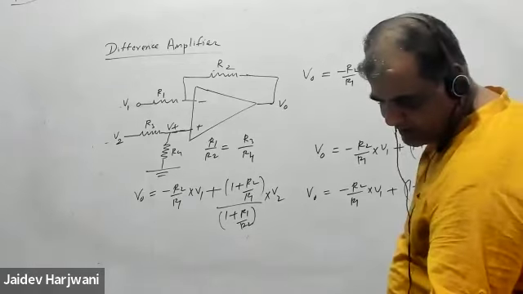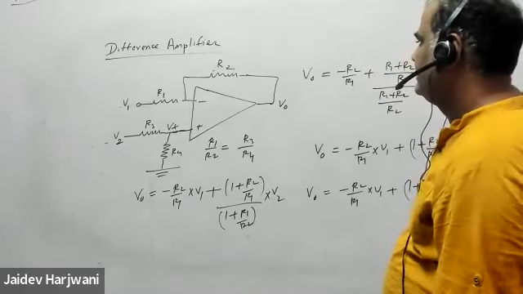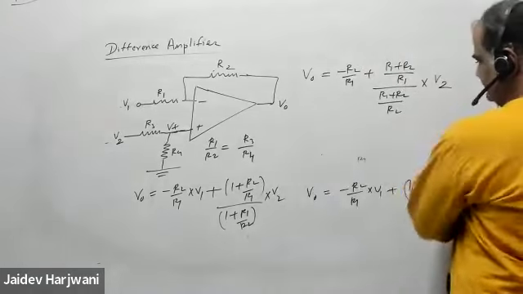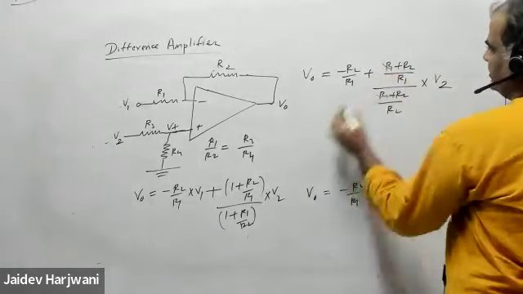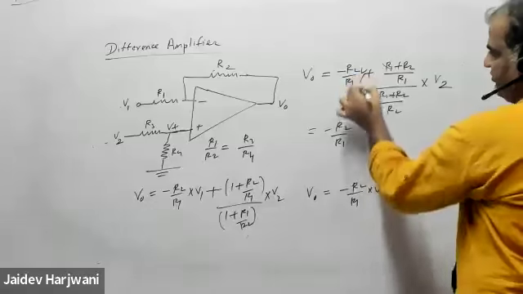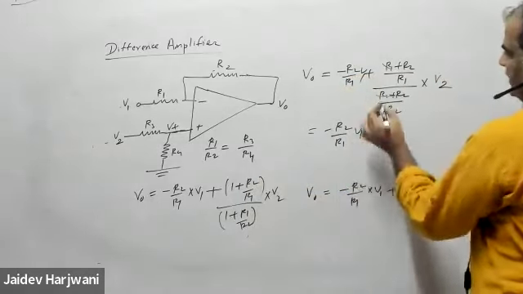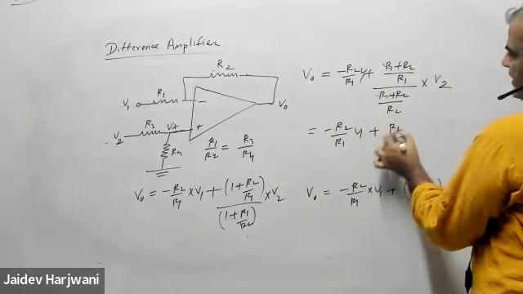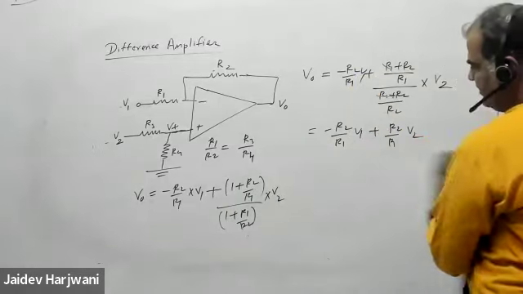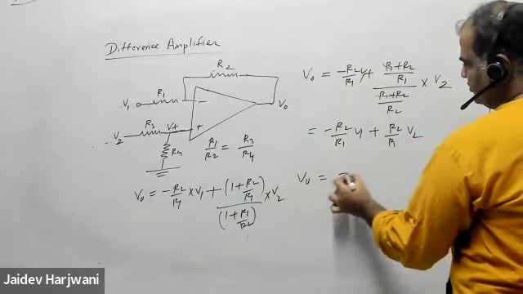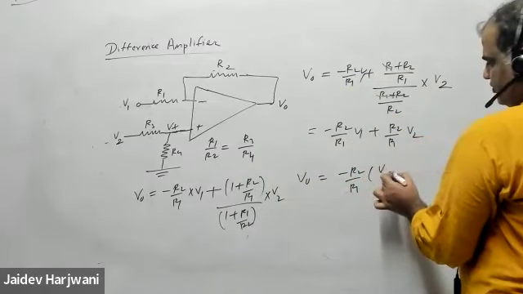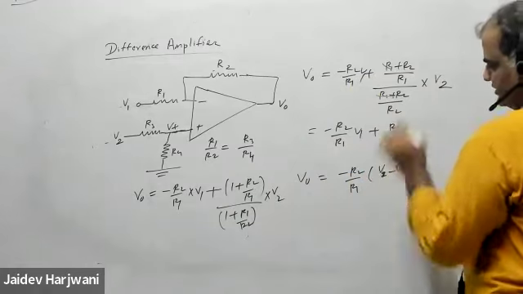Tell me, what is the formula now? So this will cancel out, and this will come minus R2 upon R1. Sorry, V1 is also there, V1. And this becomes R2 by R1 V2. And now my formula will become V0 equals minus R2 by R1 into V2 minus V1, a subtraction.